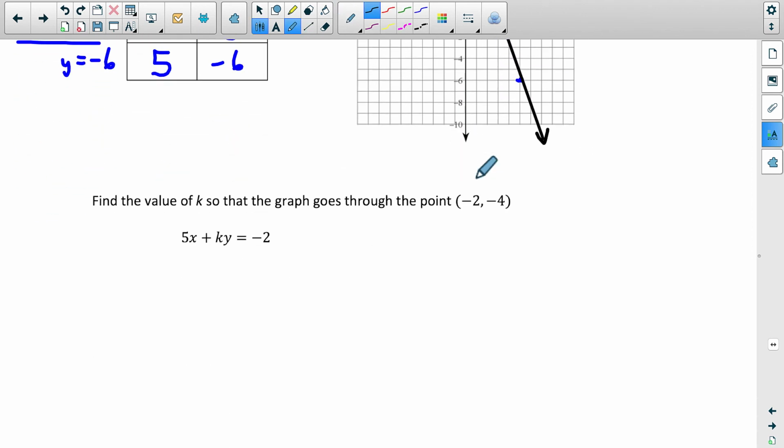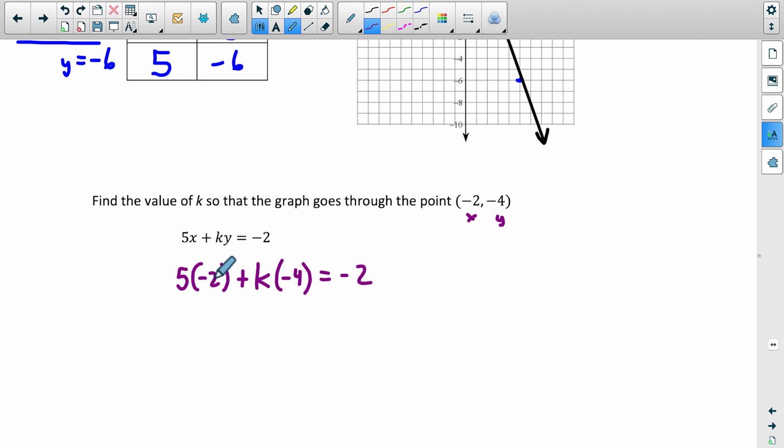Okay, last question. Find the value of k so that the graph goes through the point negative 2, negative 4. I mean, all this work today, so much of it is just remembering. In an ordered pair, the first one's x and the second one's y, so we can plug this into any x we see and this into any y we see. And that's what we're going to do. We put 5, then I see x, which is negative 2, plus k, I don't know what k is, that's what I'm trying to figure out. And then y is negative 4, which I'll put in brackets, equals negative 2.